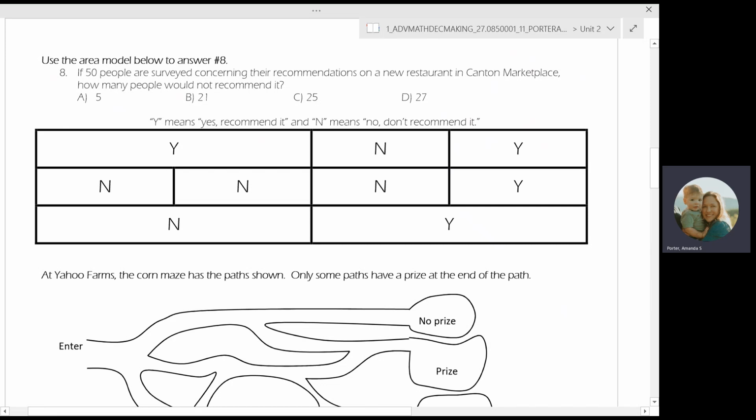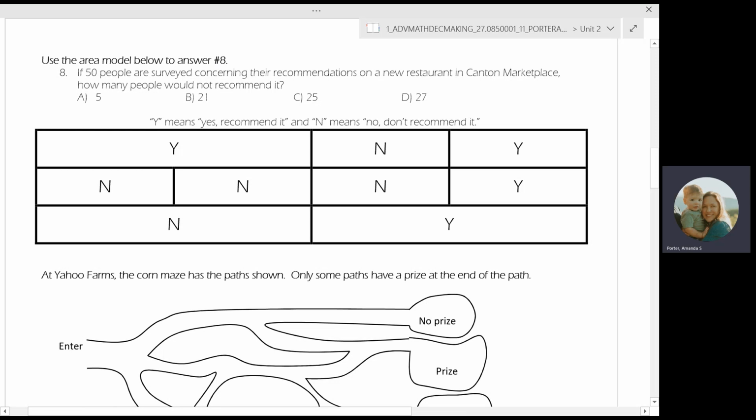Now, the area model that's listed here that's already drawn for us is going to be used for number 8. Okay, we don't really know what they're asking other than just, is this a recommendation of a certain restaurant? So we're surveying 50 people and how many people would not recommend it. So this is the idea that we're going to find an expected value. But to do that, we kind of need to know probabilities.